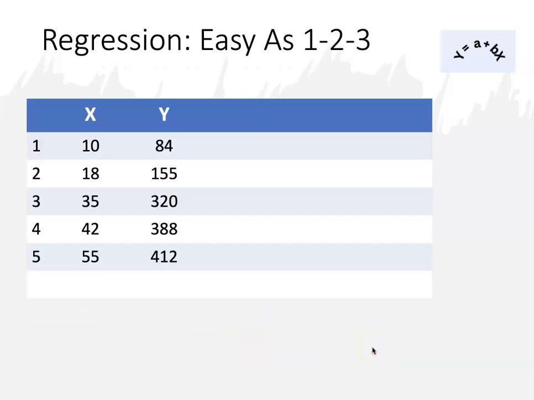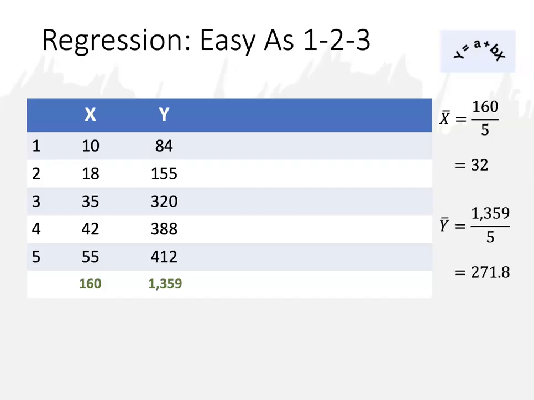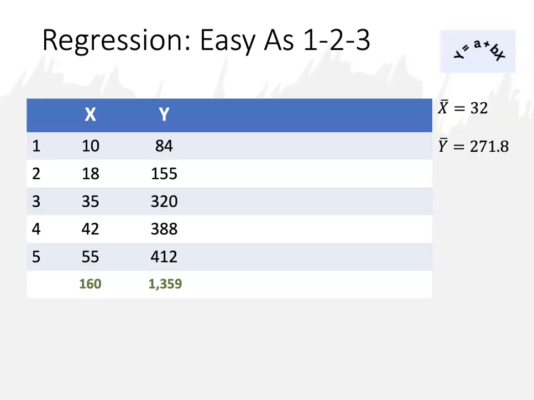So let's go. We have x and y, and we'll start by totaling these columns. So the sum of x is 160, the sum of y is 1,359. Since we have totals, we might as well find the averages of each of these, since we'll need them for a. So the average for x is 160 divided by 5, which gives us 32. The average for y, 1,359 divided by 5, gives 271.8.